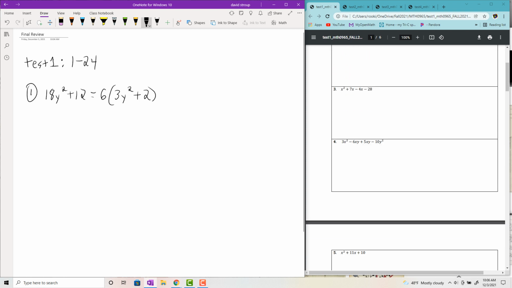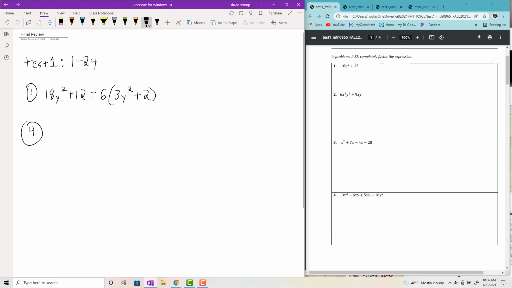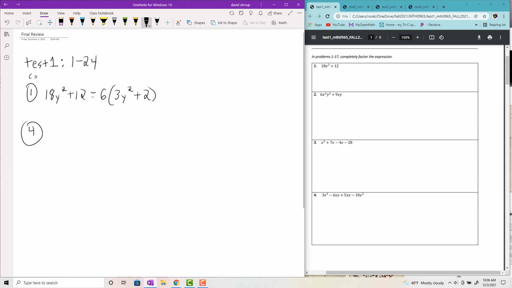And then that would be all you could do in that case. Something you might have forgotten about was that grouping stuff, like in problem 4. And the directions for this set of problems: completely factor. Okay, so completely, we're not solving or anything like that, just completely factor. Problem 4 was one of these grouping things. I have 3x squared minus 6xy plus 5xy minus 10y squared.